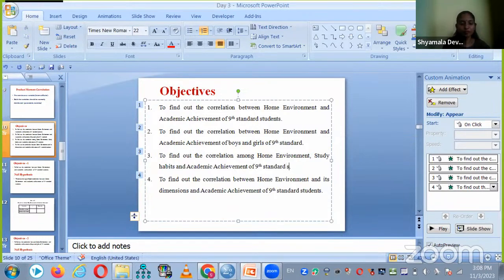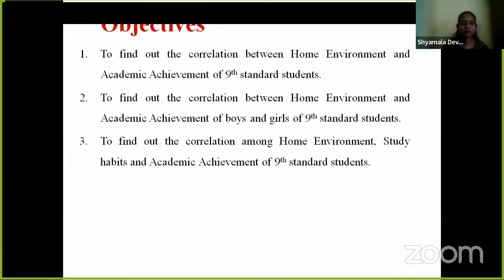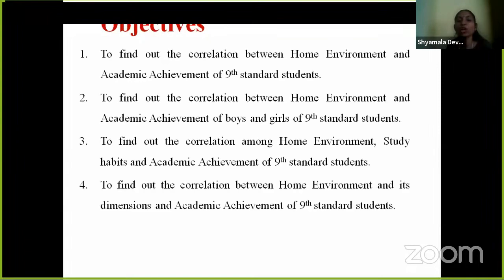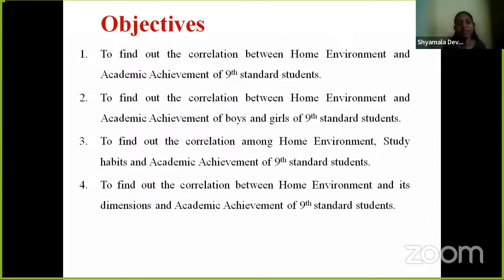So academic achievement of 9th standard students. The third objective is to find out the correlation between home environment, study habits and academic achievement of 9th standard students. I have dimensions for home environment. So instead of the grand total of home environment, I'm going to correlate each and every dimension of home environment against the academic achievement of 9th standard students. So that is my 4th objective. Okay, is it clear?